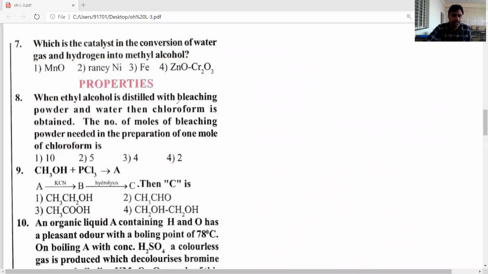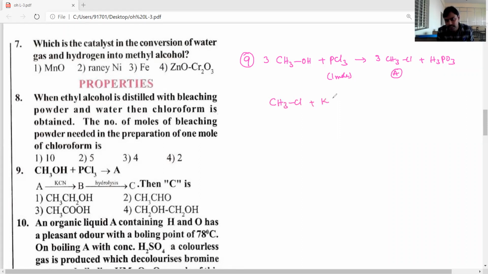Okay, let's see the next question, the ninth question. Methyl alcohol is treated with PCl3. What is A, dear students? 1 mole of PCl3 reacts with 3 moles of methanol to produce 3 moles of methyl chloride, CH3Cl, plus H3PO3. This is A. This A reacts with KCN followed by hydrolysis. CH3Cl reacts with KCN by an SN2 mechanism, a nucleophilic substitution reaction, and forms CH3CN, methyl cyanide. This cyanide is followed by hydrolysis.